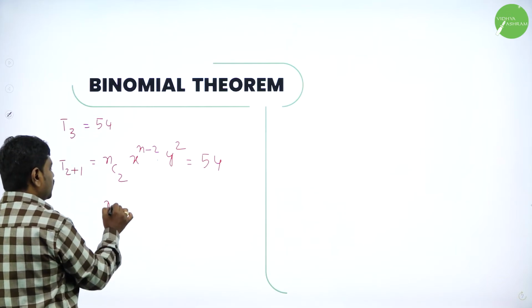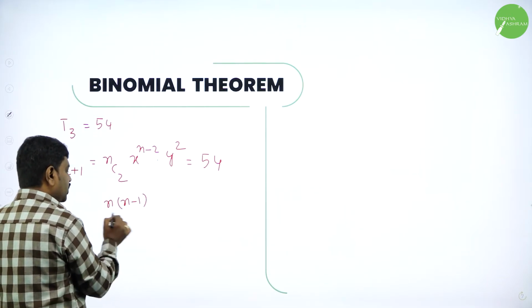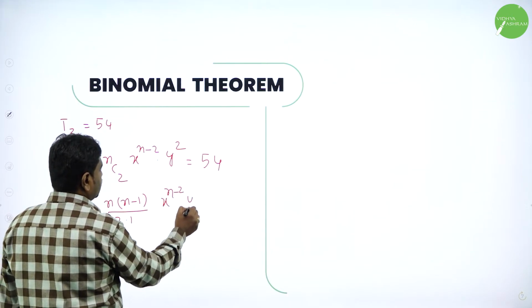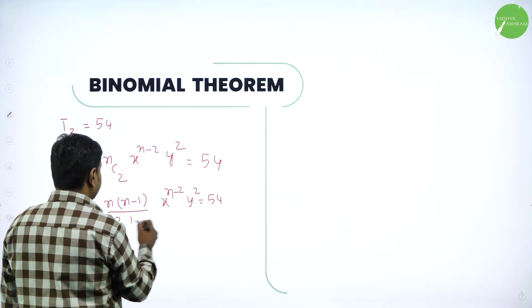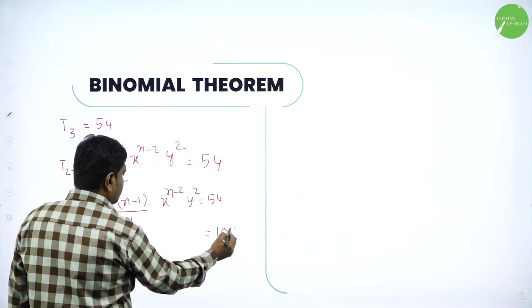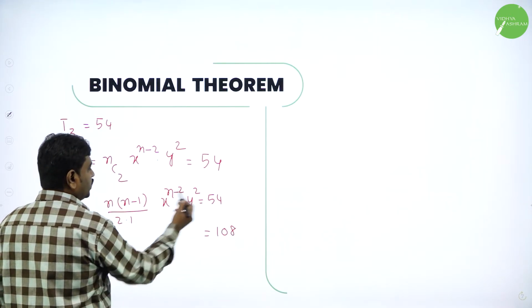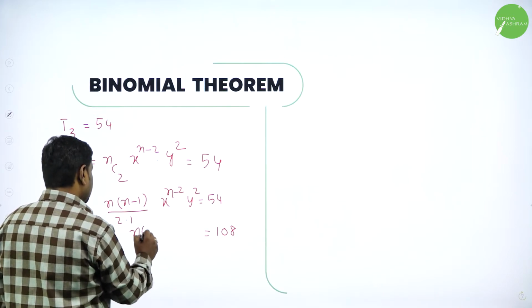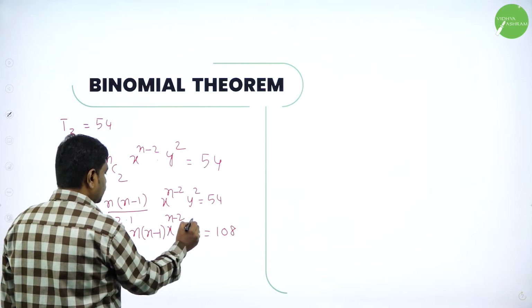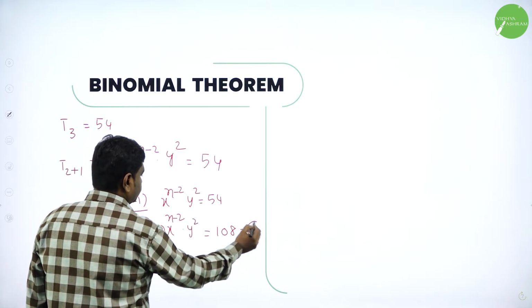You know nC2 means what? n into n minus 1 divided by 2 into 1, x power n minus 2 y square is 54. Transfer 2 to that side. 54 into 2. 54 2s are 108. If 2 1s are 2, 2 transfer to RHS. So we'll have n into n minus 1 into x power n minus 2 y square is 108. Call this equation 2.